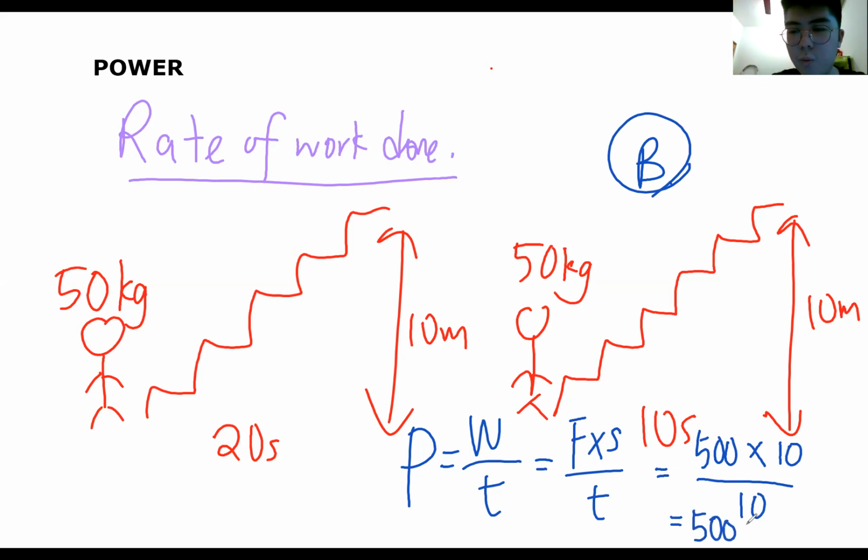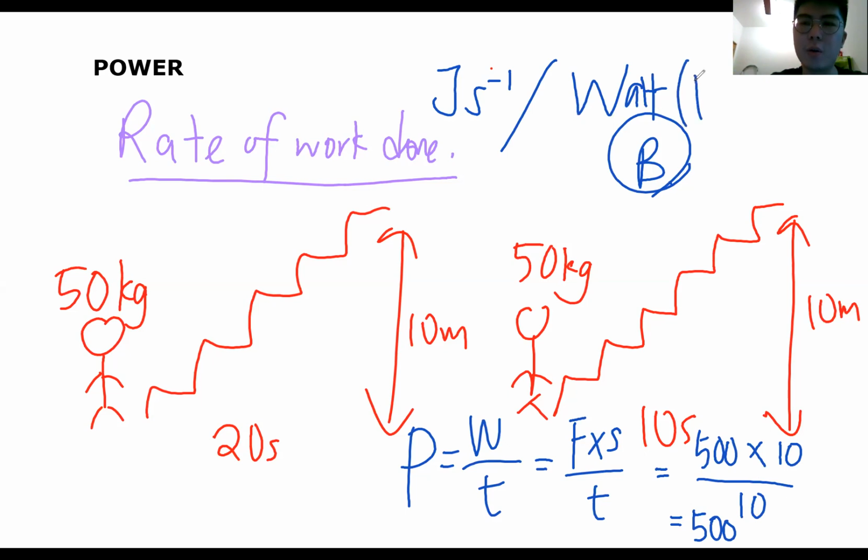What is the unit for power? You can write joules per second or watt, W-A-T-T, capital W. This is the symbol. Why joules per second? Because if you look at the formula, P equals W divided by T, right? The unit of W is joules, the unit of T is s, so you have J s^-1, or you can write it as watt, but usually we write watt. Capital W. That's it for power.